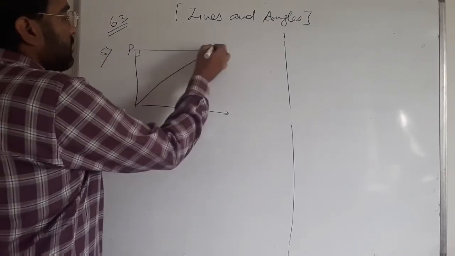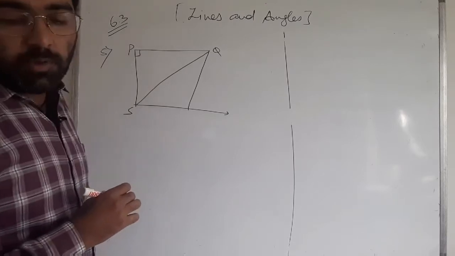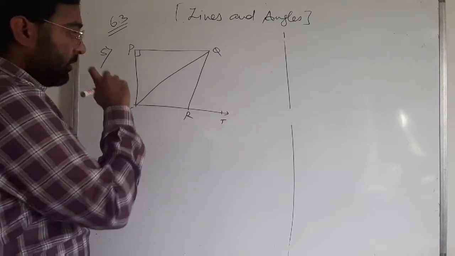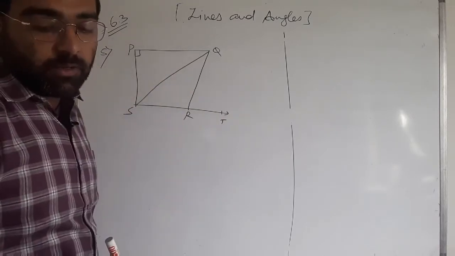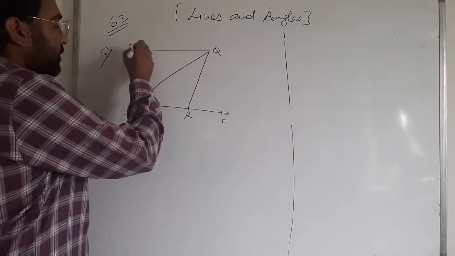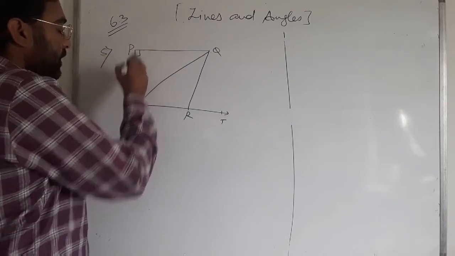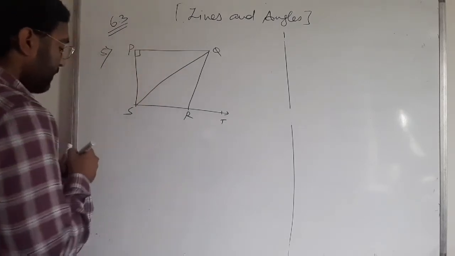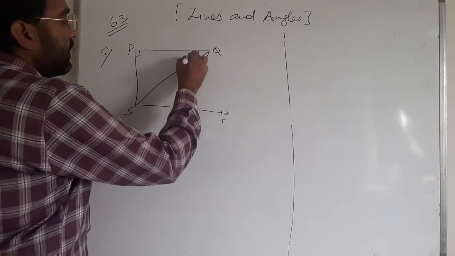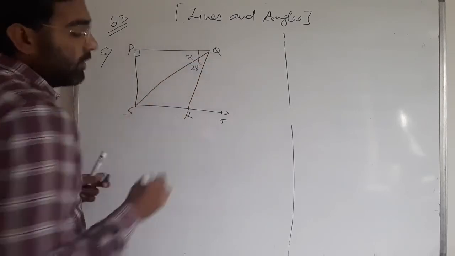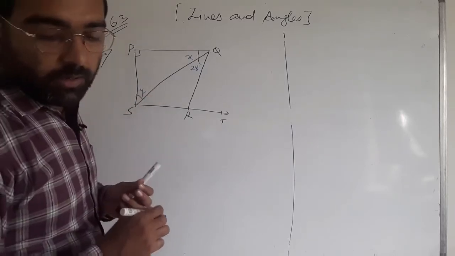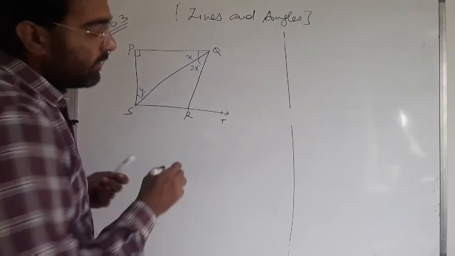PQS and RNT. Okay, now PQ is parallel to SR is given and PQ is perpendicular to PS. PQ is perpendicular to PS, therefore it forms 90 degrees here. We need to find angles X and Y, and here 28 degrees is also given, and we need to find angle Y from here, and 65 degrees.